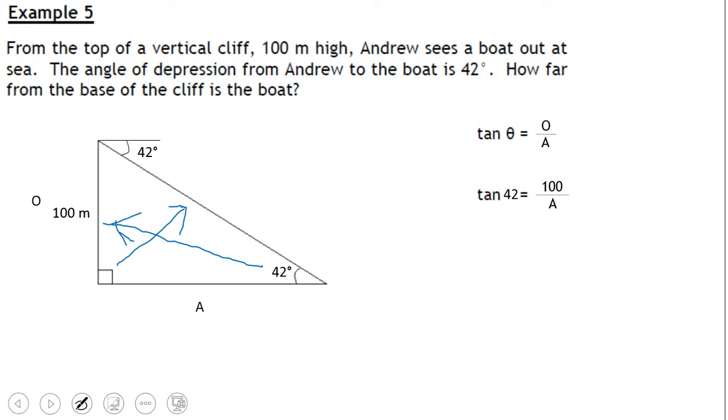Again we need to rearrange that to A equals. Timesing both sides by A, we get A tan of 42 degrees is equal to 100. We need to get A on its own, so we divide both sides by tan 42. We get A is equal to 100 divided by tan of 42 degrees, and sticking that into our calculator, we get 111 meters to 3 significant figures.